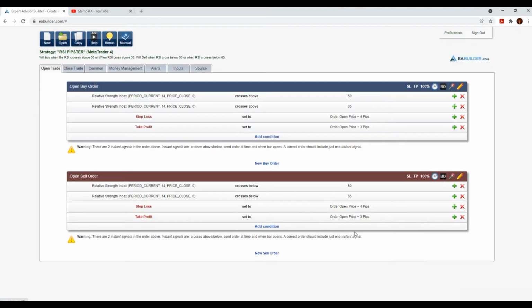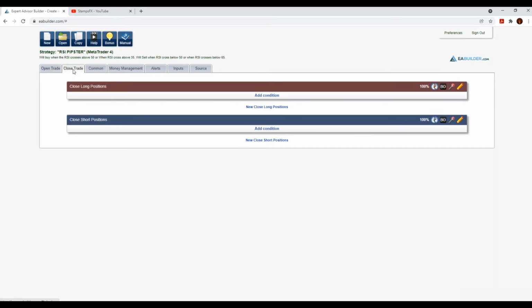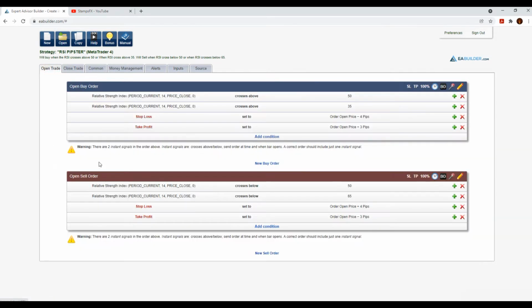All right, and everything else is fine. All right, so now let's go to close trade. We don't need... Let's see what this says. There are 2 instant signals in the above order. Instant signals are crosses above, send order at. Okay, so this is telling us that we need to separate this.